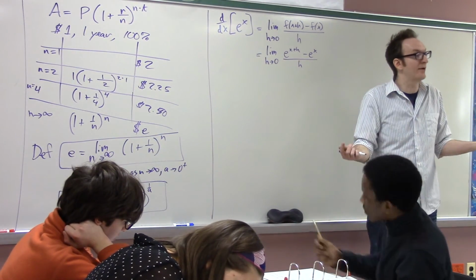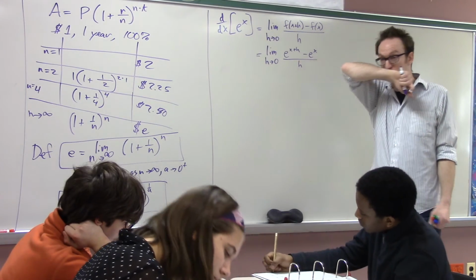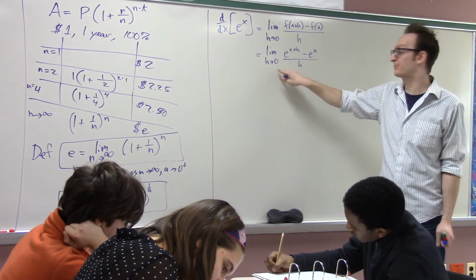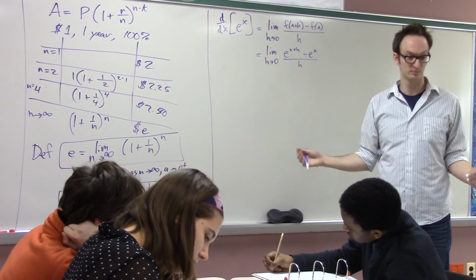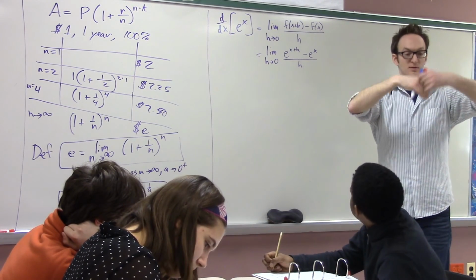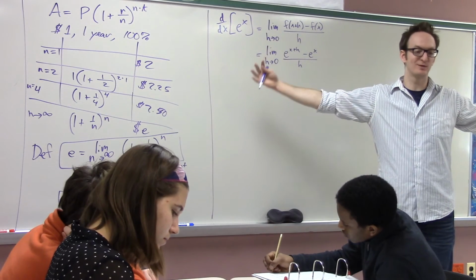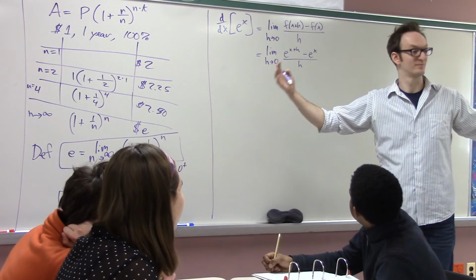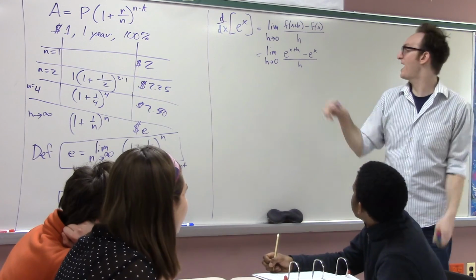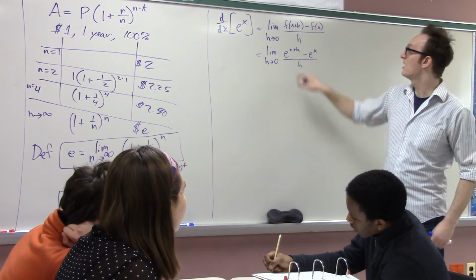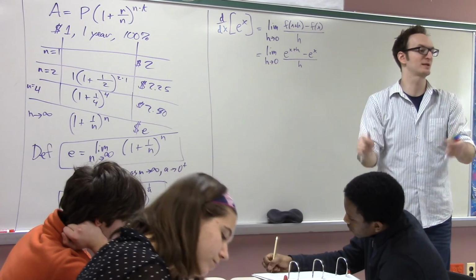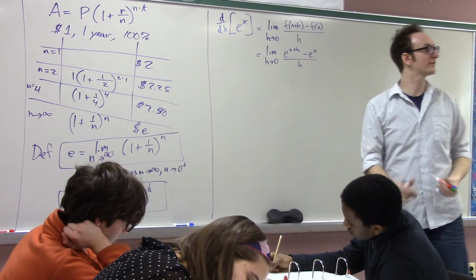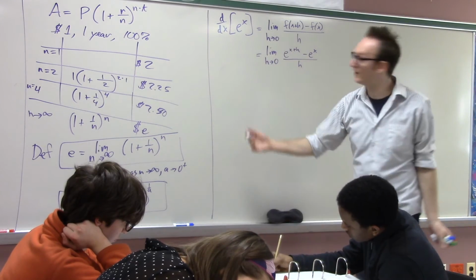When we did the power rule, we had x plus h to the n. What did we do? We expanded it out via the binomial theorem. When we were taking the derivative of sine, and we had sine of x plus h, what did we do? We expanded it out using the formula for the sine of a sum. This is the easiest one yet, right?